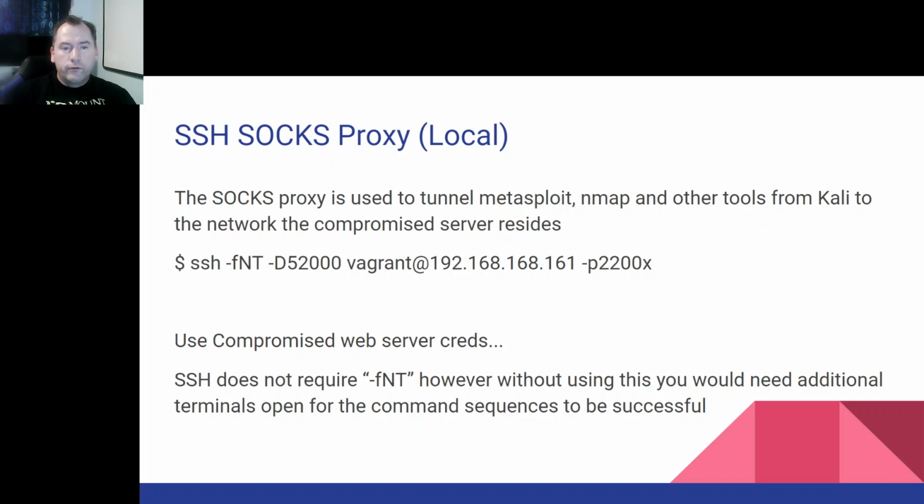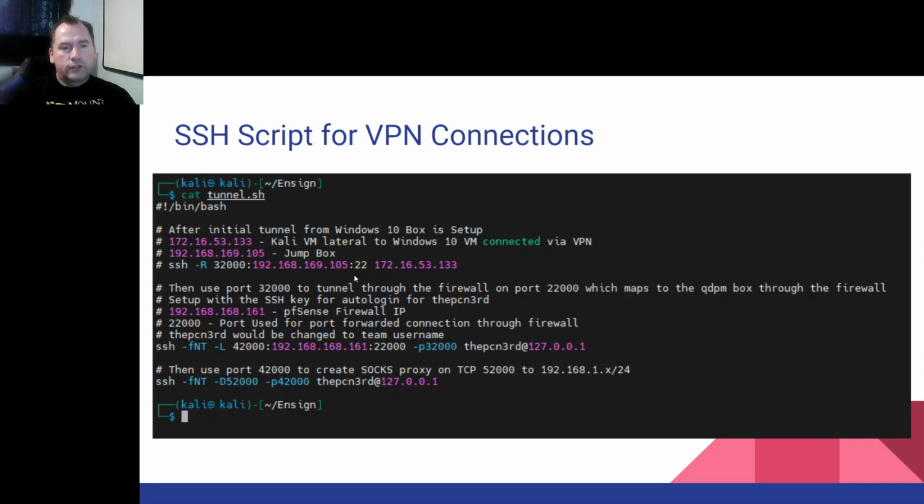Now, for those of you who are using the VPN, I would recommend creating a script that is similar to this script, where this reminds me of the command that I need to run on the Windows 10 connected VM, the VM that's connected to the VPN. And then I have the two commands where I establish my port 42,000, the tunnel over 32,000, and then I establish my SOCKS proxy.